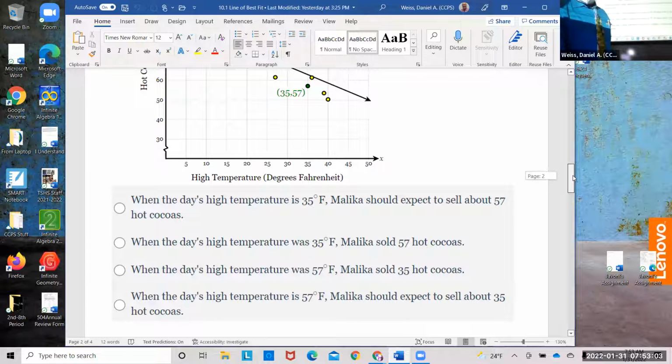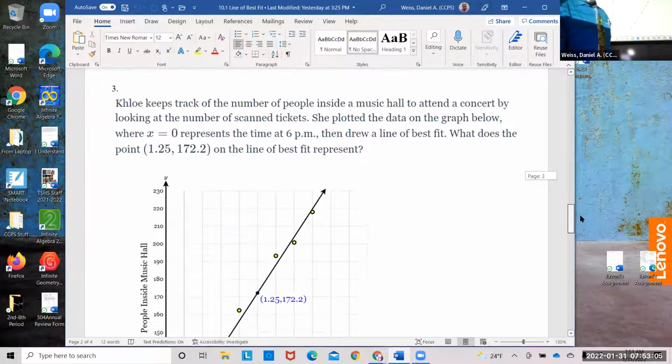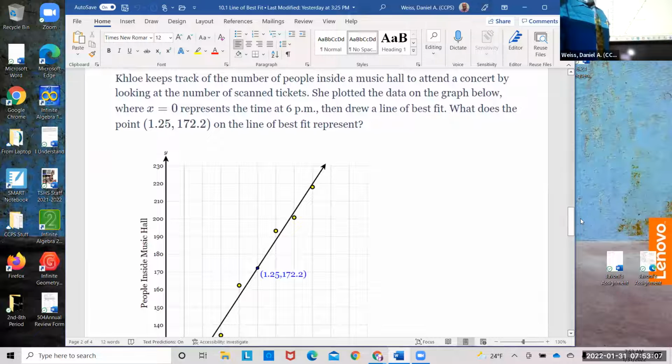Okay, let's look at another example. Chloe keeps track of the number of people inside a music hall to attend a concert by looking at the number of scanned tickets. She plotted the data on the graph below. X equals 0 is 6 o'clock p.m. Then she drew a line of best fit. What does the point 1.25, 172.2 mean?